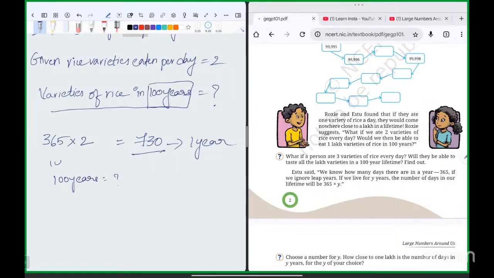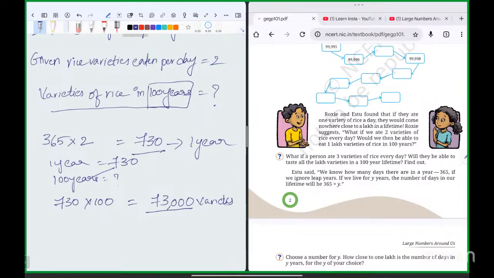So when it is 1 year, they can eat 730. So it will just be a cross multiplication. To find out 100 years, we must just multiply 100 with 730. 730 into 100 will be 73,000. So they will just be able to eat 73,000 varieties in the given period of 100 years.